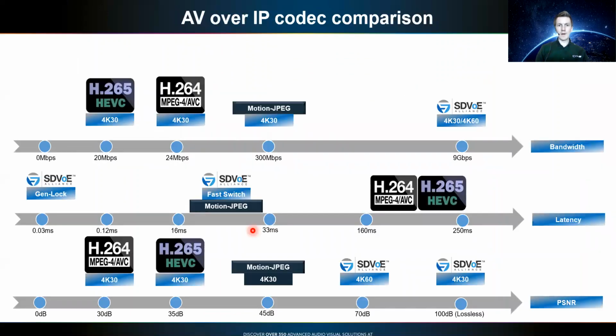This here gives you an idea of the codec used for our AV over IP system. It is using motion JPEG. Bandwidth you can see on here is around 300 megabits per second. In terms of latency, latency is still relatively low, but it does vary depending on the frame rate. So there are options there as well.